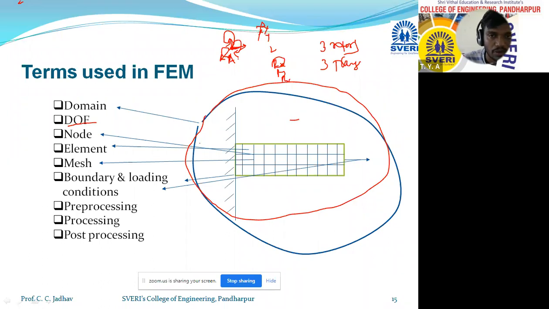Next point, node. So what is meant by a node? Two or more nodes joining one entity is called an element. And a node is nothing but only one point where we are going to carry out some analysis. Our calculations are made on a limited number of points, and that is called a node. A point is called a node in terms of the finite element method.